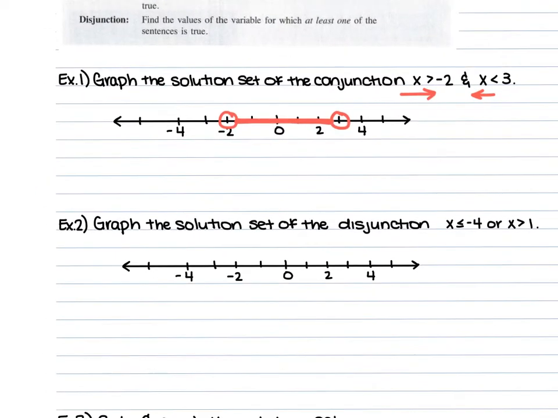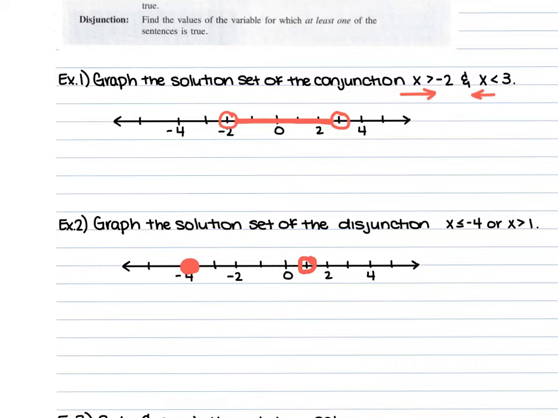If we look at example 2, we now have the disjunction of x is less than or equal to -4 or x is greater than 1. So this is an or statement. Those or statements are going to have two lines that go opposite directions. And if you see here too, we have a less than or equal sign on -4, so we're going to have a closed circle on -4. We're still going to have an open circle on that 1 because it's just greater than 1.